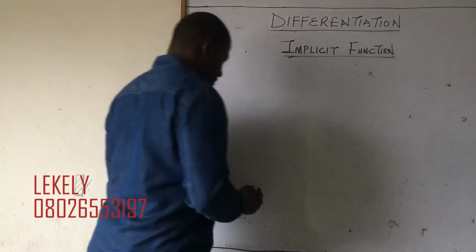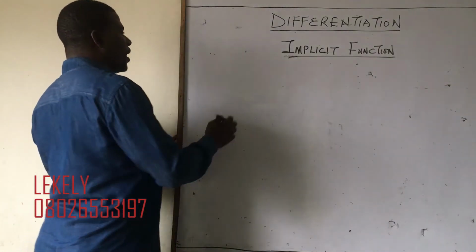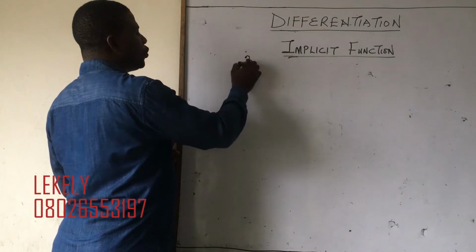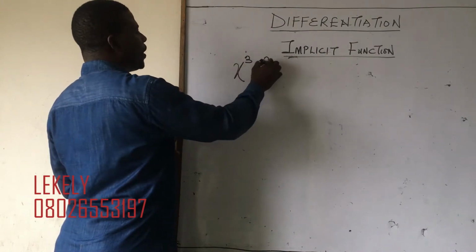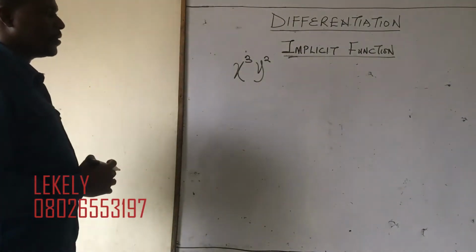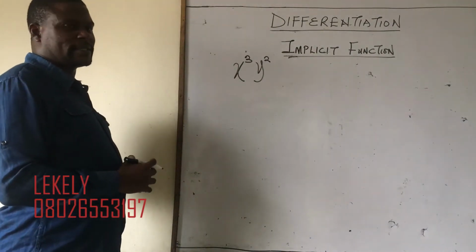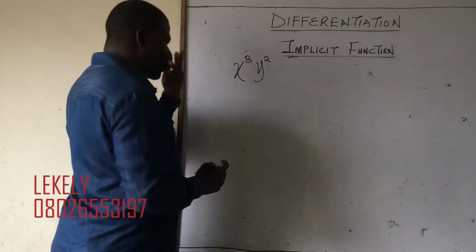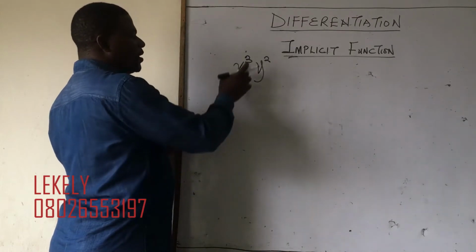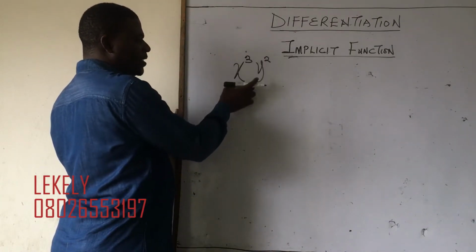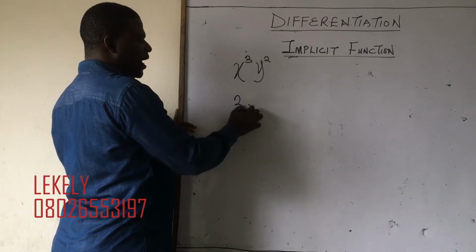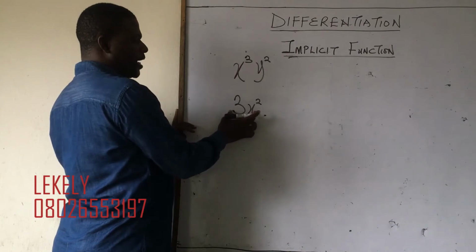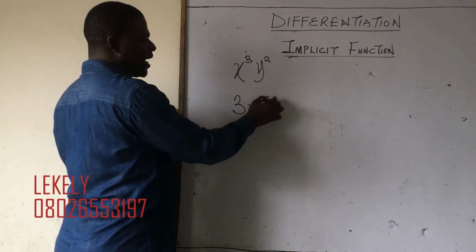if for example, I have x cubed y squared, look at this, and I just want to differentiate something like this. x and y are together. Now, I am going to differentiate this x raised to power 3. Of course, it will give me 3x squared. Bring down the 3 and minus 1. You see that? Then the y squared, just put it beside it.